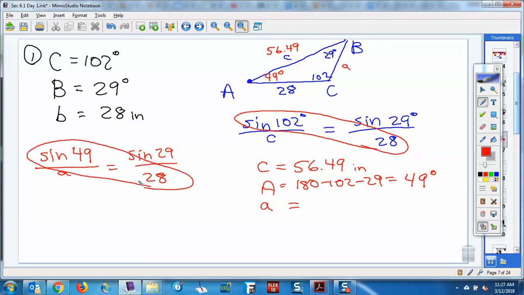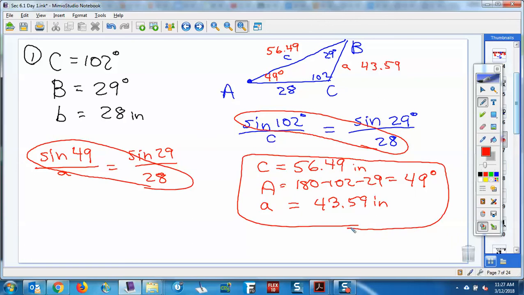28 times sine 49, divide by sine 29, and I get little a is 43 point what? 59 inches. Okay, and so here's my final answer, right there. I'd like you to be somewhat organized with it and write it out so you're given 3 pieces of information, you should answer them with 3 pieces of information, the missing 3. Okay, so it's pretty straightforward. It couldn't be much easier to use, okay?